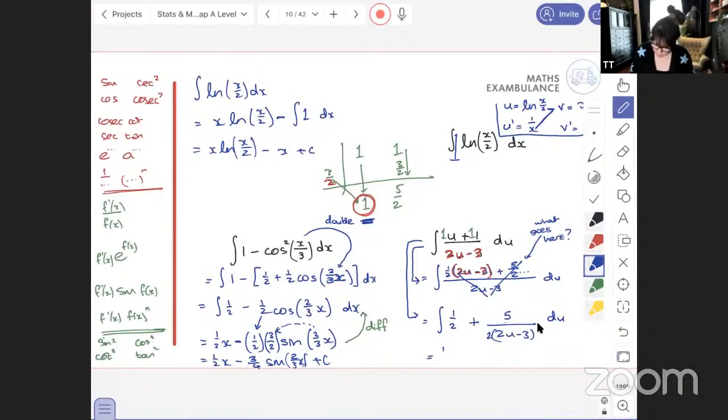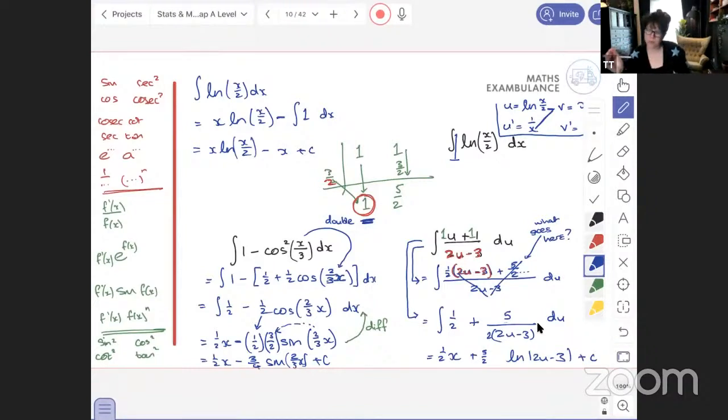So the answer is 1/2 x. Now I'm going to leave a gap. I'm going to put ln 2u minus 3, because that's obviously what was differentiated. If you differentiate ln, you get 1 over. There's a 5 over 2 at the front.